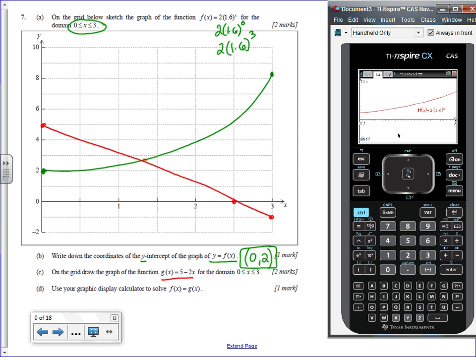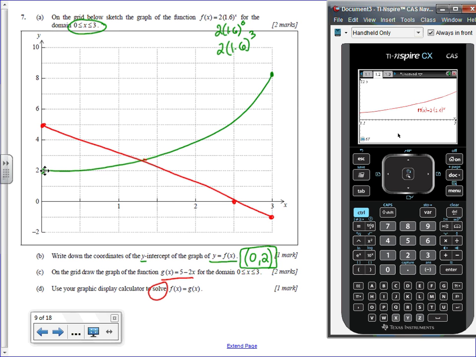And then use your graphic display calculator to solve where does f of x equal g of x. Just make sure you know that when you're solving for the value of x, you're not supposed to be giving a coordinate for this. So we're solving for the value of x where the two functions are the same.